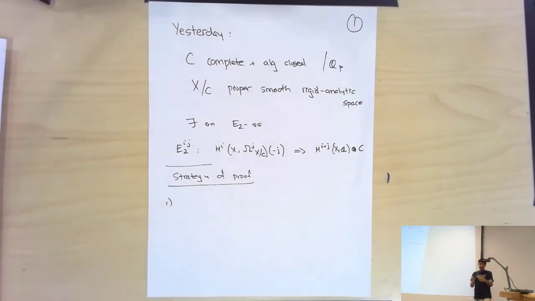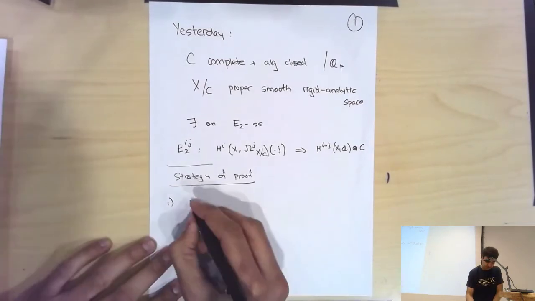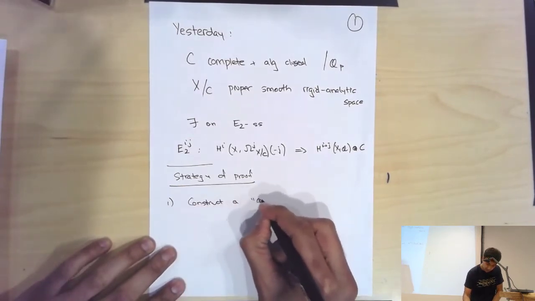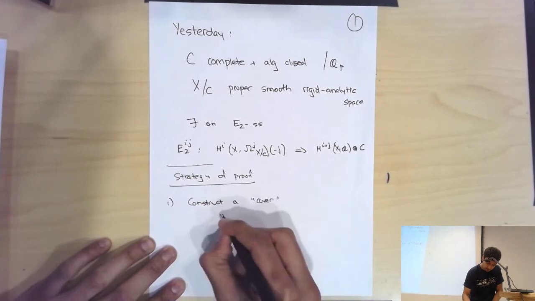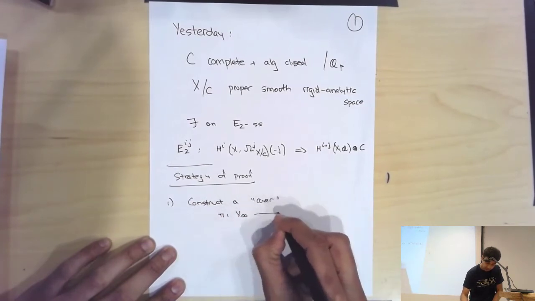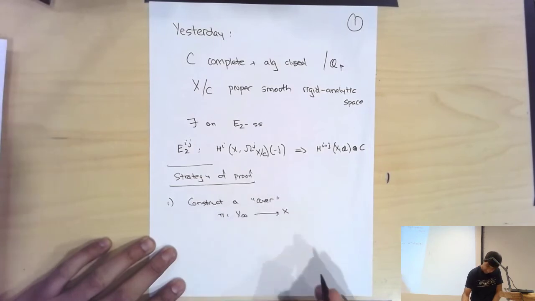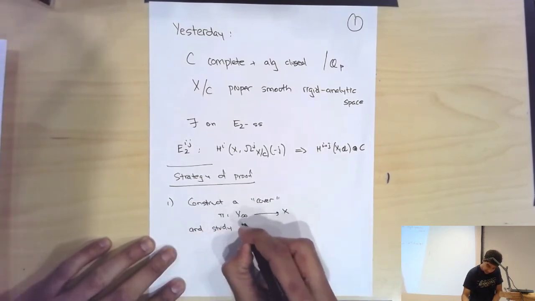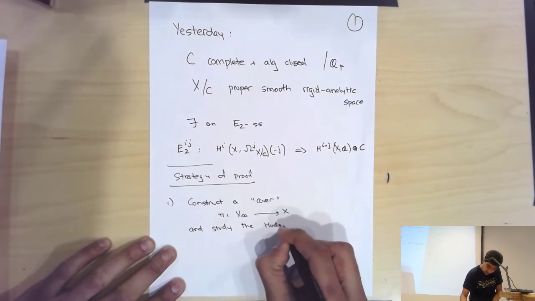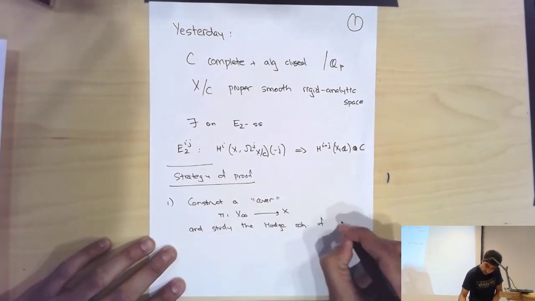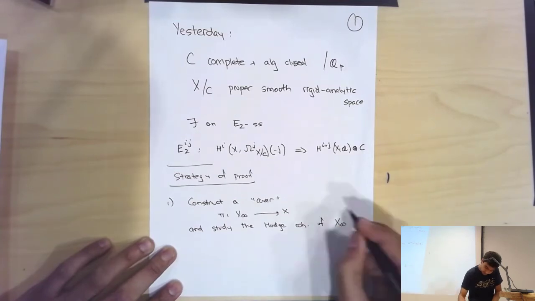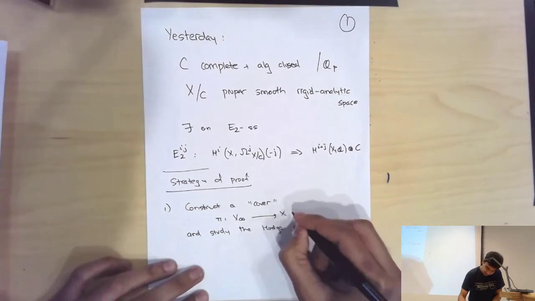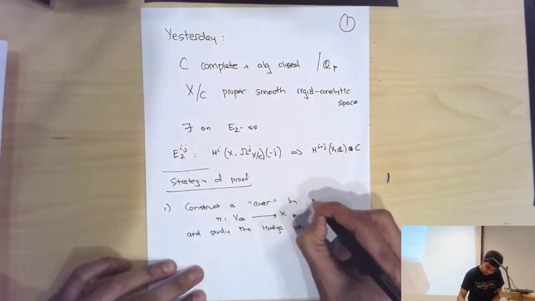So the strategy is going to be a two-step strategy. First of all, you construct some nice cover of X, which I will call pi, let's say it goes from X infinity to X. And you try to study the Hodge cohomology of X infinity. So this X infinity will in fact be a perfectoid space. So you construct a cover by perfectoid spaces.